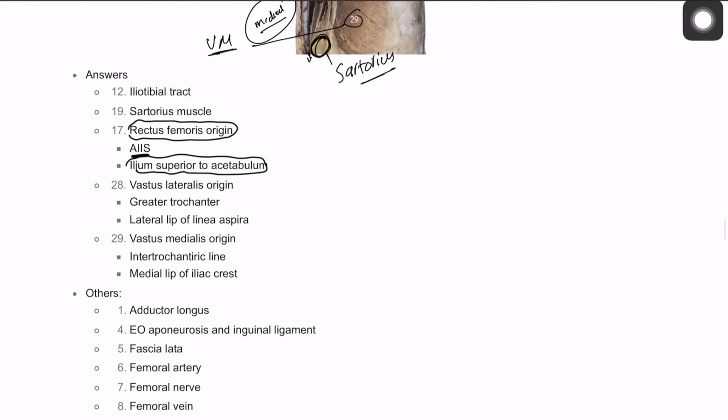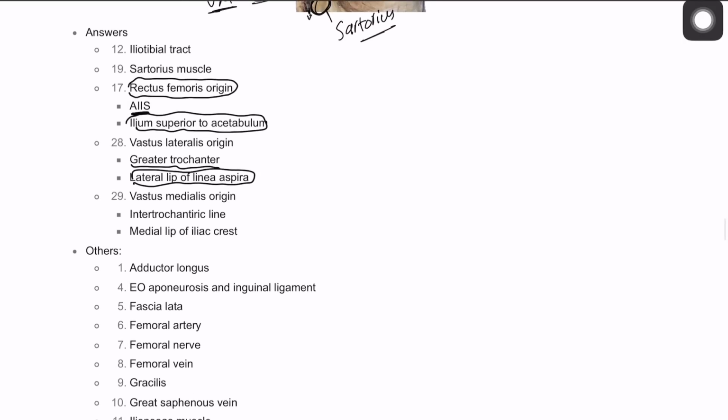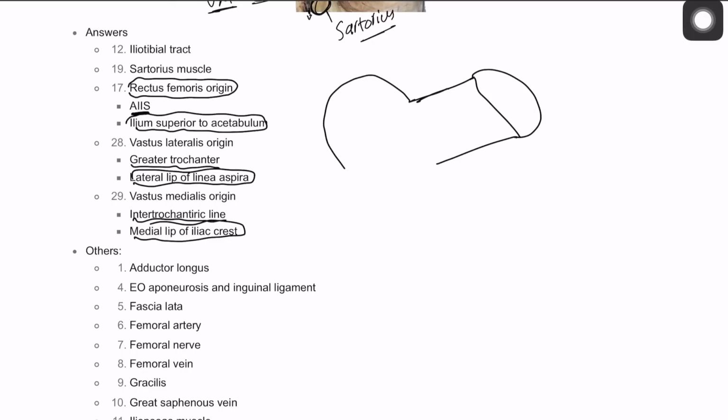Vastus lateralis comes from the greater trochanter and lateral lip of the linea aspera, and vastus medialis from the intertrochanteric line and the medial lip of linea aspera. If you have the head like that, this is the head of the femur, that's the neck of the femur, and this is the greater trochanter. Here you have the greater and lesser trochanter, and this is the intertrochanteric line.